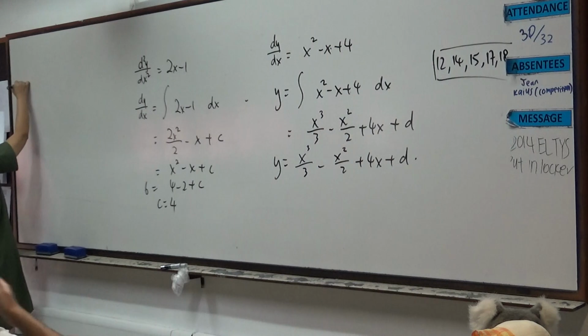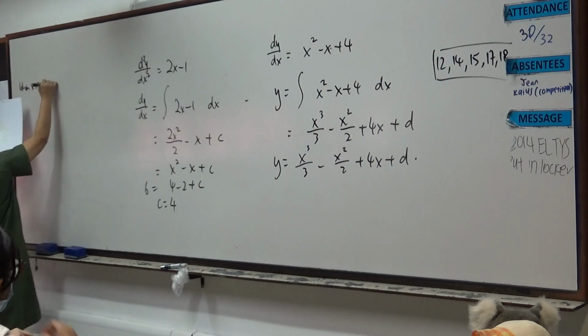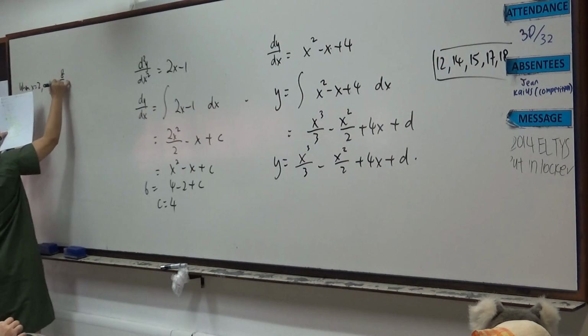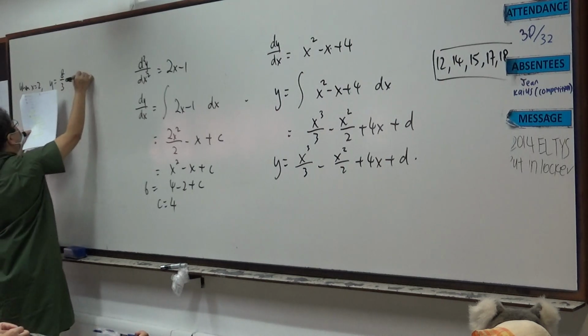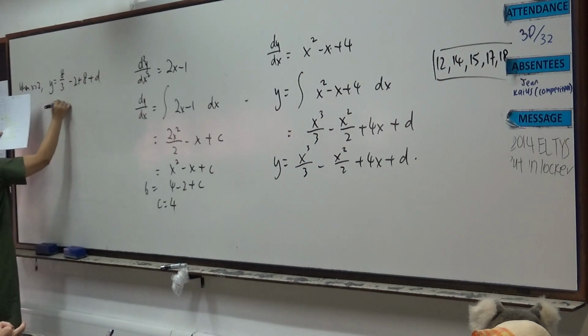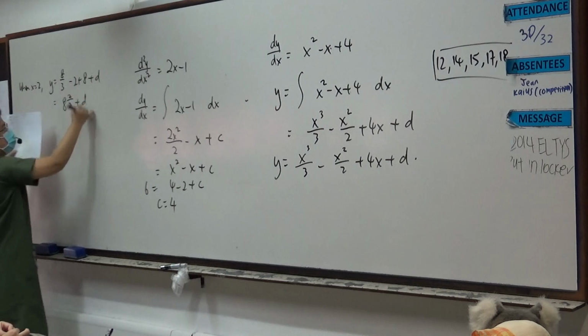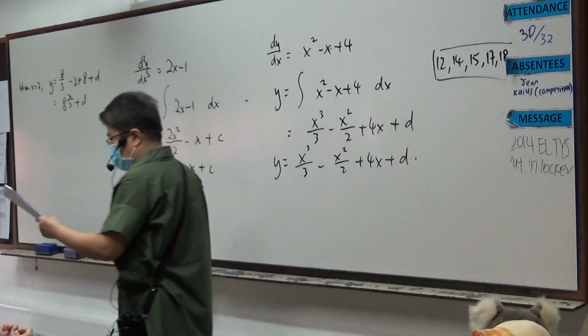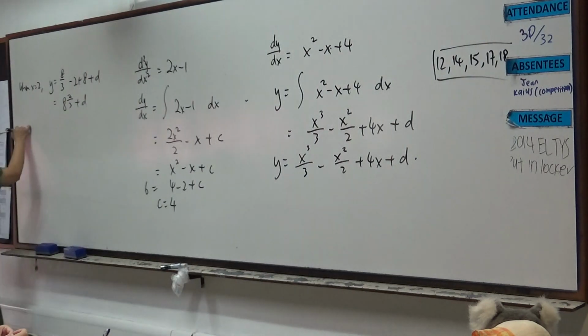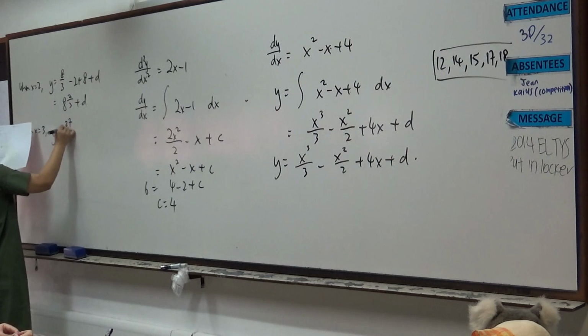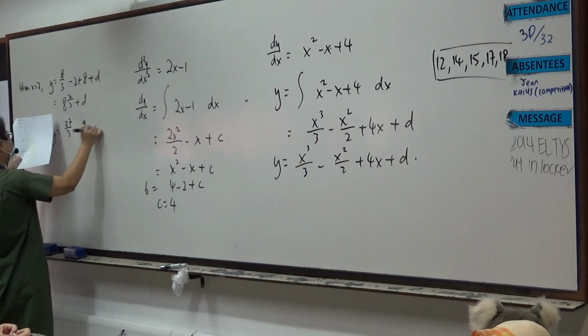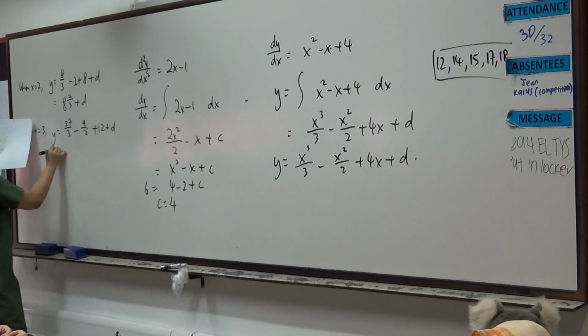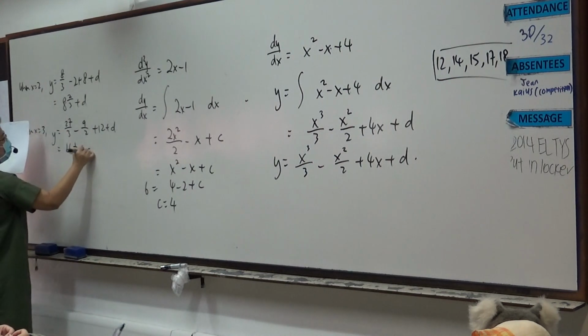When x is 2, y is 8 over 3 minus 2 plus 8 plus d. This will give me 8 2/3 plus d, right? I just sub in. Correct now. How about when x is 3? y will be 27 over 3 minus 9 over 2 plus 12 plus d. This will be 16.5 plus d, right?